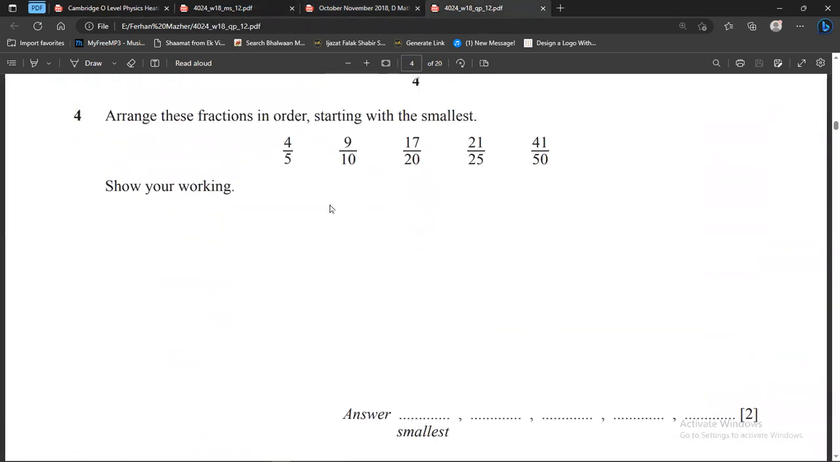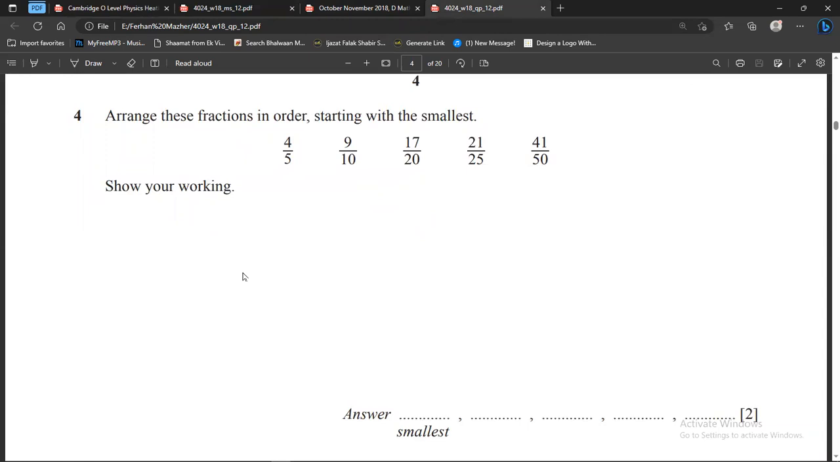Now we are going to the next question, question number 4. It says arrange these fractions in order starting with the smallest. So you see 4 by 5, 9 by 10, 17 by 20, 21 by 25, 41 by 50. So I will make the denominator the same in all of them. I will try to convert all of them into 100.